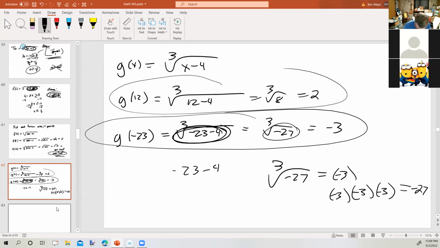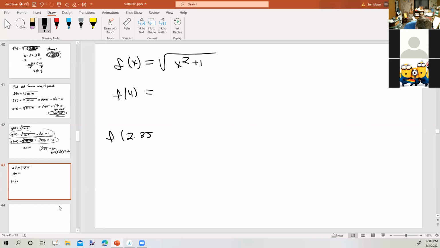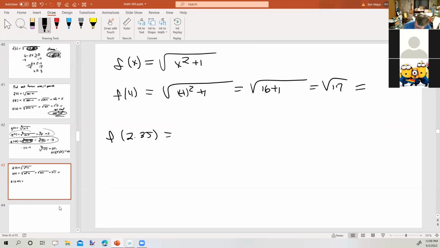Perfect. Great. All right. Some more calculator problems. F of x equals the square root of x squared plus 1. Using a calculator, find f of 4 and f of 2.35. So f of 4 would be the square root of 4 squared plus 1, which is the square root of 16 plus 1, which is the square root of 17.